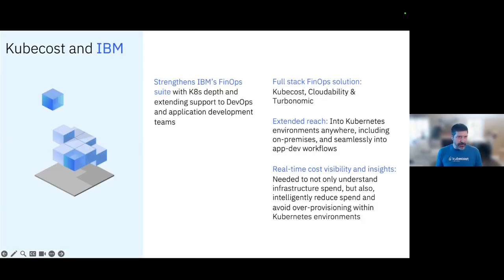By joining the IBM FinOps suite, we're really strengthening that suite, adding depth, adding broad coverage and support, and also providing tools specifically to the DevOps and Kubernetes application development teams that need to put these tools into practice as early as possible in the software development lifecycle. You probably hear a lot about shift left, right? Shift security left, shift decision-making left, shift savings left. And by introducing tools that software developers can use in the construction and the deployment and the operation of Kubernetes applications, we're able to do exactly that.